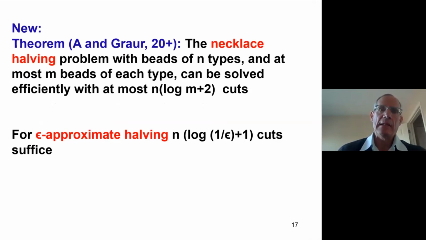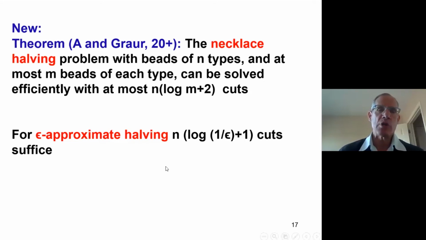And it says that the necklace has problems, so now we want to partition it exactly into 2 equal parts with beads of n types, and at most m beads, let's say, of each type. This can be solved efficiently doing something like n log m cuts. Okay, so we allow more cuts.